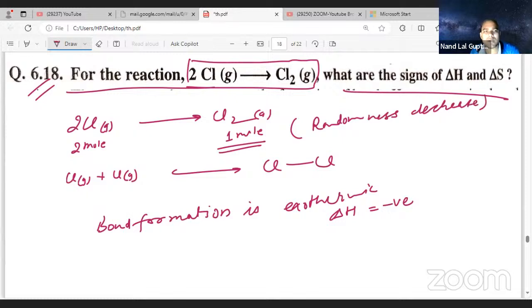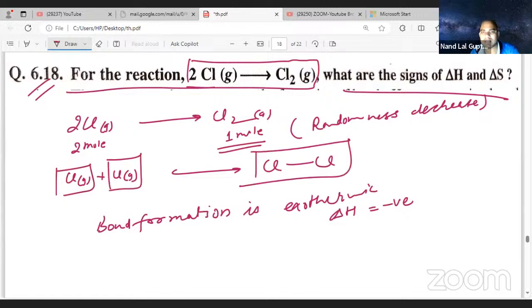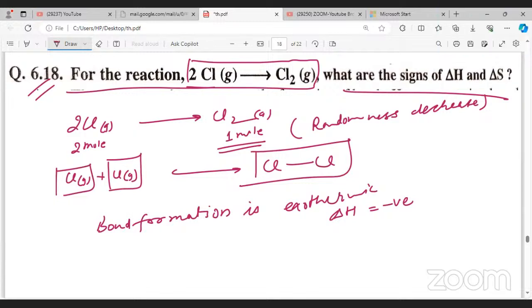Here the bond forms, na. Earlier it is gas, atoms are unstable. Now it becomes molecule. Molecules are stable. Yes or no? Yes. So randomness decreases. So delta S is negative.